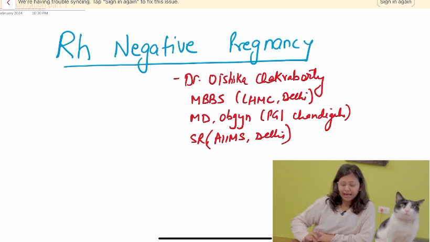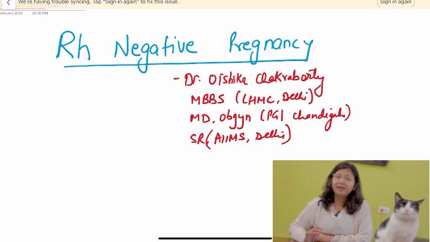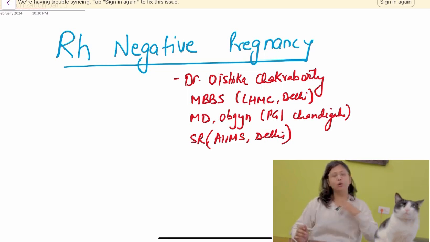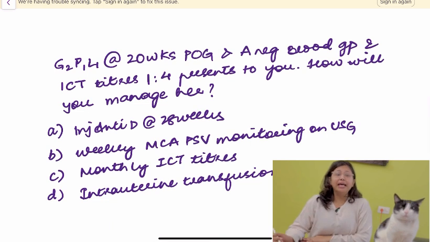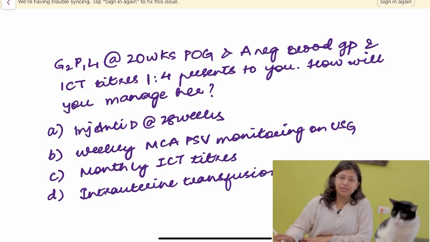Right before we dive into it, I want to ask you all a question. A Gravida 2 Para 1 Living 1 presenting to you in the OPD at 20 weeks period of gestation has a negative blood group. Her husband's blood group is positive and her ICT titers are given to you. It is given as 1:4. How will you manage her?